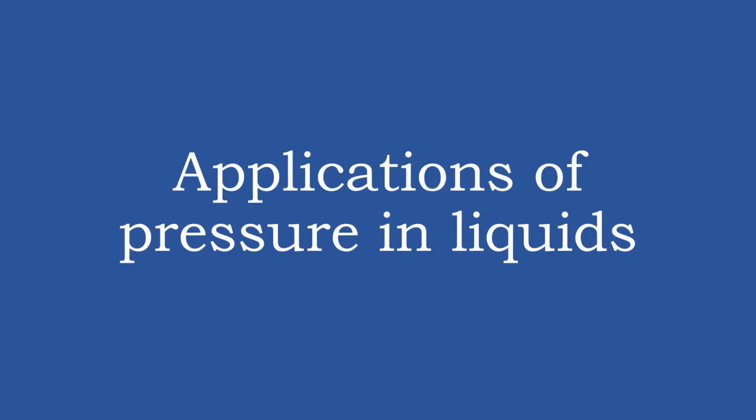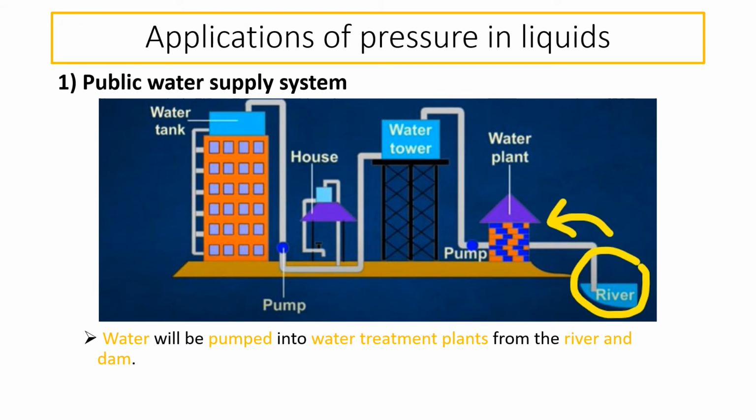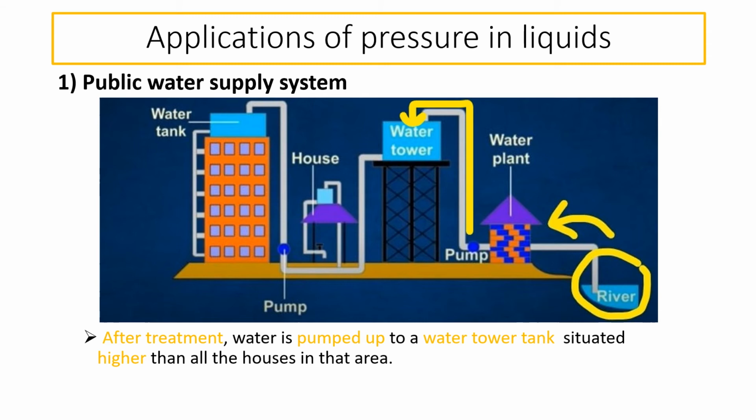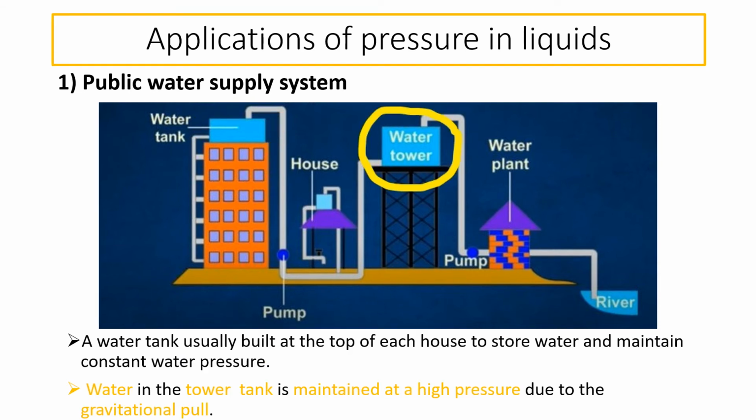Now, let's move on to applications of pressure in liquids. In a public water supply system, water will be pumped into water treatment plants from the river and dam. After treatment, water is pumped up to a water tower tank situated higher than all the houses in that area. A water tank is usually built at the top of each house to store water and maintain constant water pressure. Due to the gravitational pull, water in the tower tank is maintained at a high pressure, and this enables water to flow to the houses of the consumers which are lower.